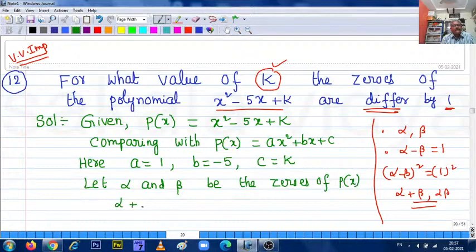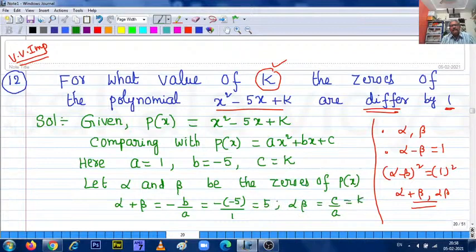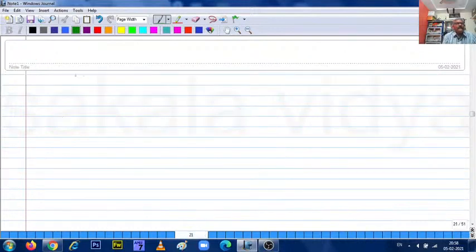Now find alpha plus beta. Alpha plus beta is minus b by a. That means minus of minus 5 upon 1. This will be 5. Next find alpha beta. Alpha beta is c by a. C we do not know, k by 1. That is k. Now what is given? They differ by 1. Differ by 1 means alpha minus beta is equal to 1, given.